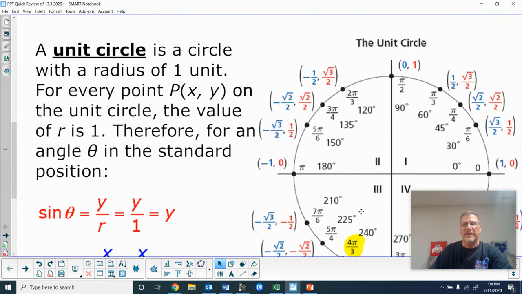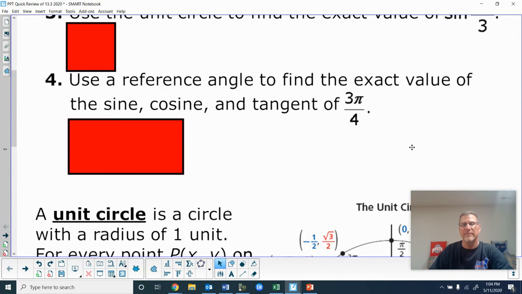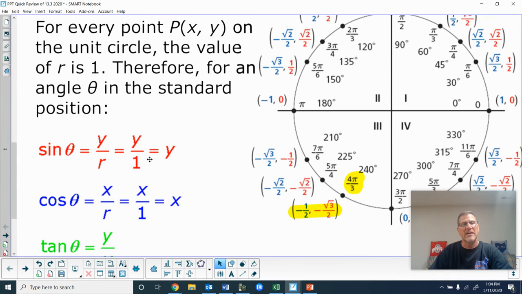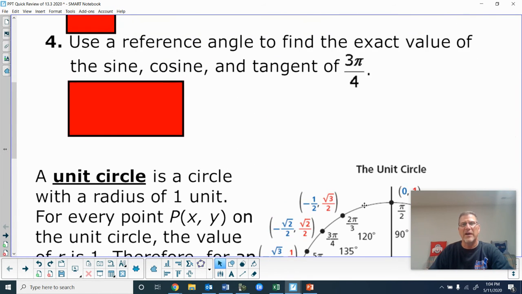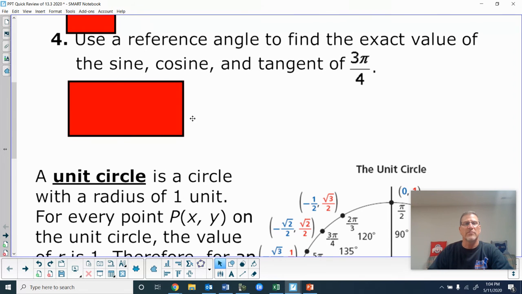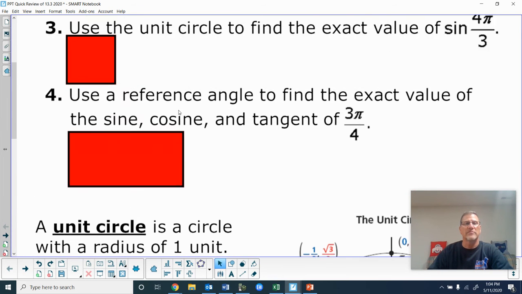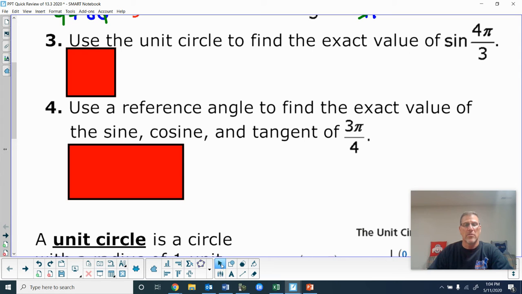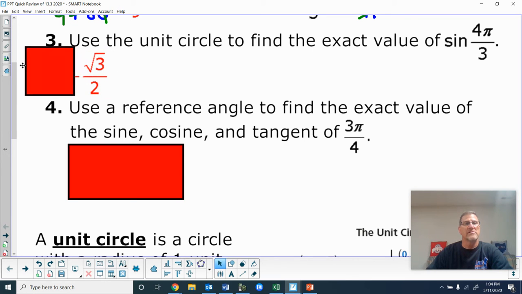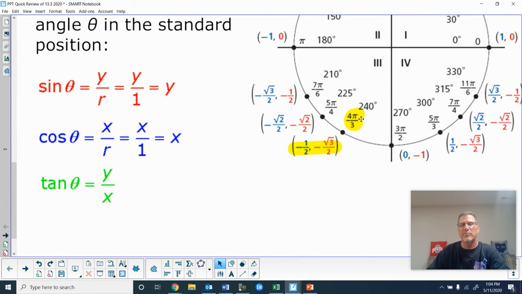So again, we're looking for sine, which according to this is the y value of our ordered pair. So the exact answer would be negative radical 3 over 2. If we move our box, you'll see, oops, I'm looking at the wrong one, number 3 here. There's our answer: negative radical 3 over 2. And again, we just got that from looking at that point, and it's the y value for the sine.